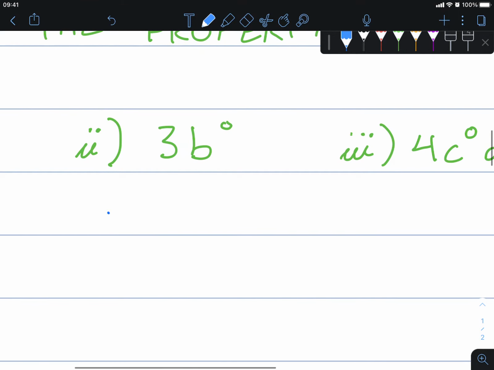Not to be confused with this, however, because remember, there's a multiplication in between the 3 and b to the power of 0. So only b has the power of 0. So this is actually 3 times 1, because this expression becomes 1. And we can just write this as 3 times 1 is 3.